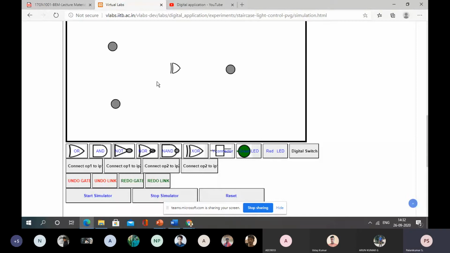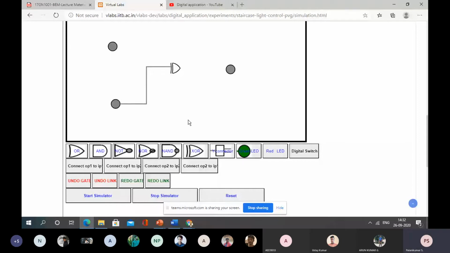As far as the XOR gate is concerned, this is the input one. Okay, and this is the input 2. Okay, so here it is an output. Okay, so likewise we have to go ahead, and now I am going to connect. Now using this connector, what I am giving is connect output 1 to input 1. If I'm clicking that, after that if I'm clicking inside the input of the XOR gate, a wire will be connected.